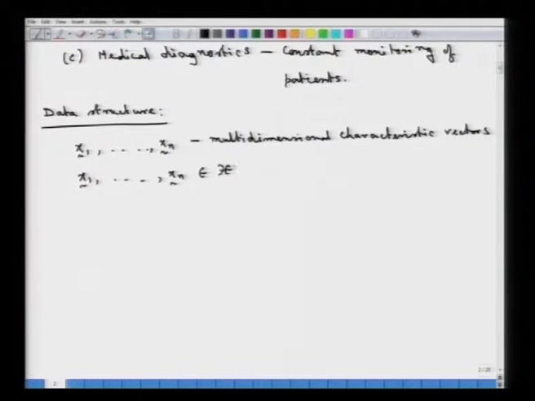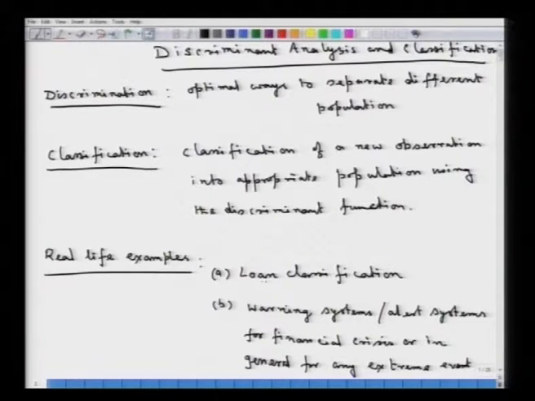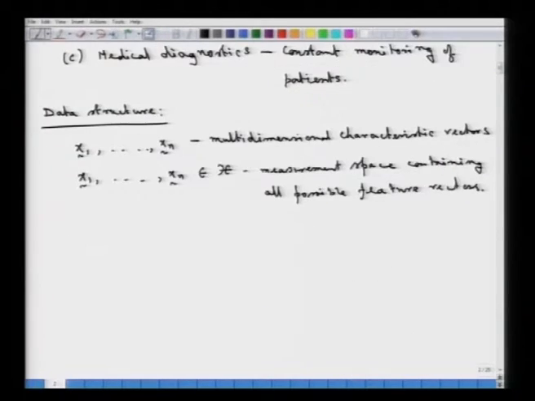they belong to some sample space, say script X, which is the measurement space containing all possible feature vectors. So, these are basically those multidimensional feature vectors which we are talking about. Say in the medical diagnostics problem, these will be different parameters of the patient. If we are talking about a loan classification type of problem, then each of these would be loan applications, the characteristics corresponding to each of these loan applications, wherein the financial status mostly and other social parameters of a particular loan applicant are looked at. So, these are those multidimensional feature vectors.